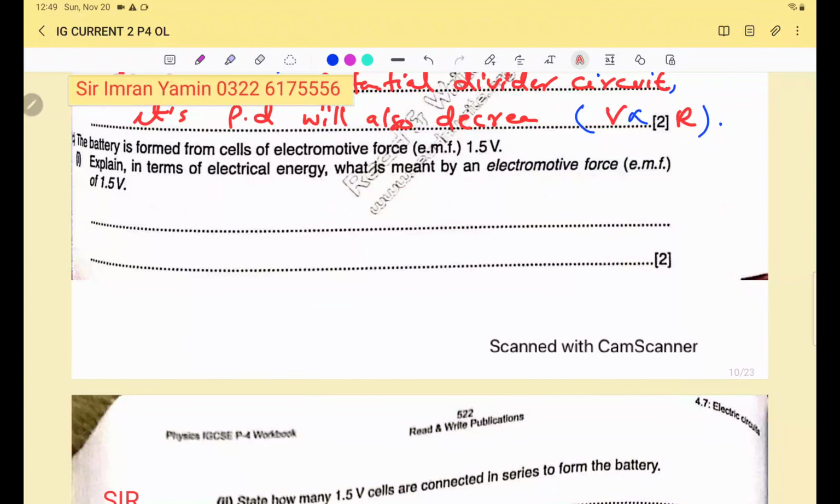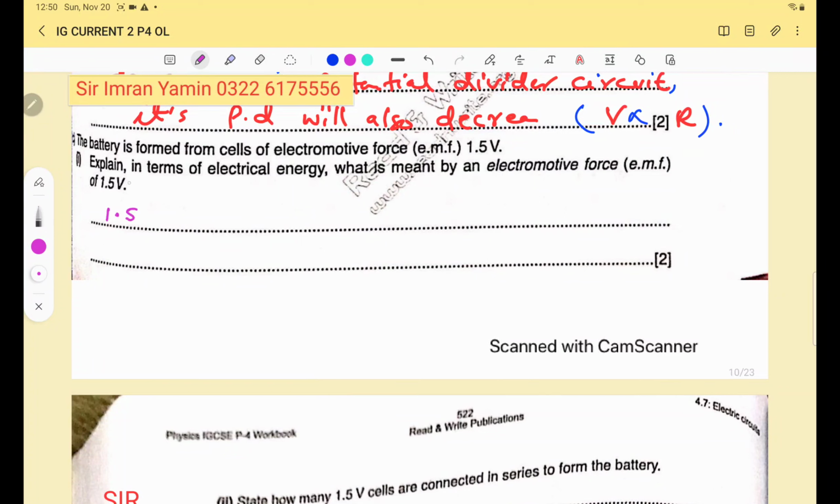The last part of the question is: the battery is formed from cells of EMF 1.5 volt. Explain in terms of electrical energy what is meant by electromotive force. Avata, can you tell me what is meant by electromotive force?